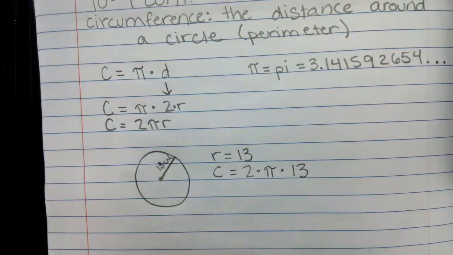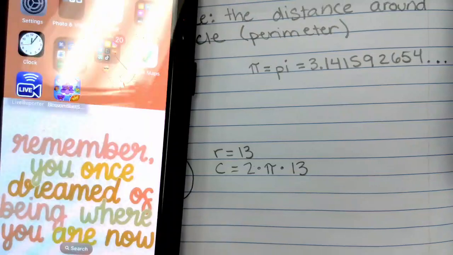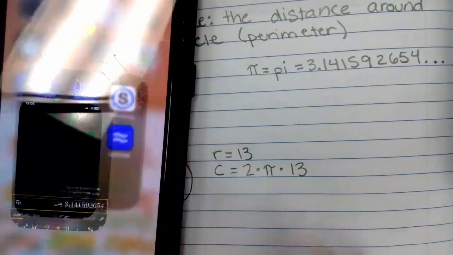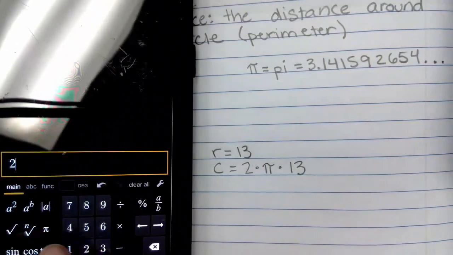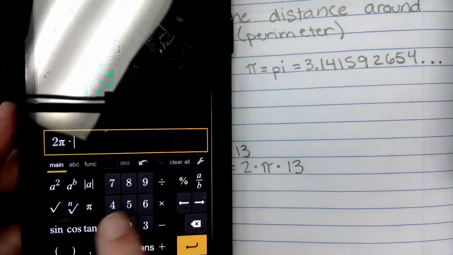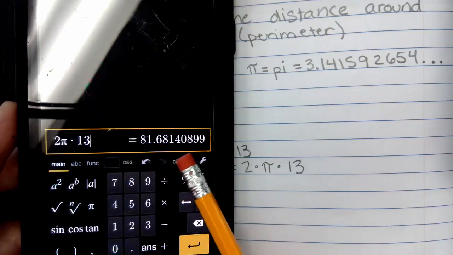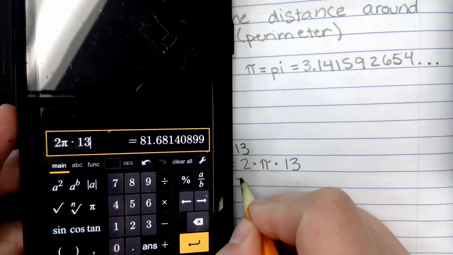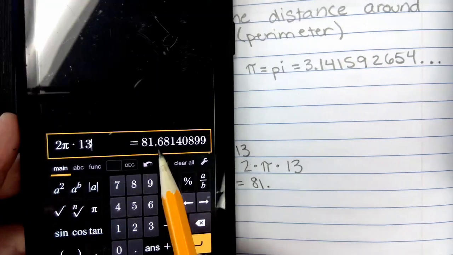So 2 times pi times 13. We get 81.68140899. Let's round to the nearest hundredth, so 2 decimal places. So 81 point. Do I want to keep that at 68 when I round, or do I want to round to 69? What number tells me to stay at 68? The next number, the 1. Good, so 81.68, sorry.